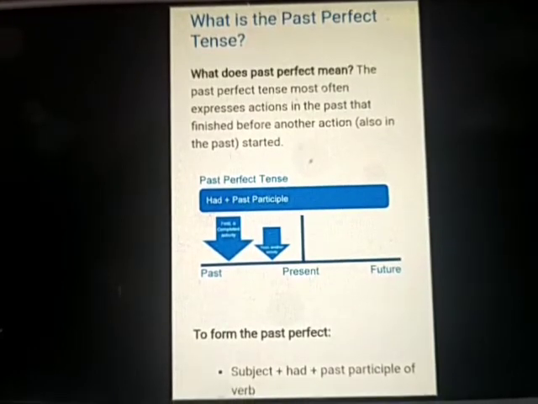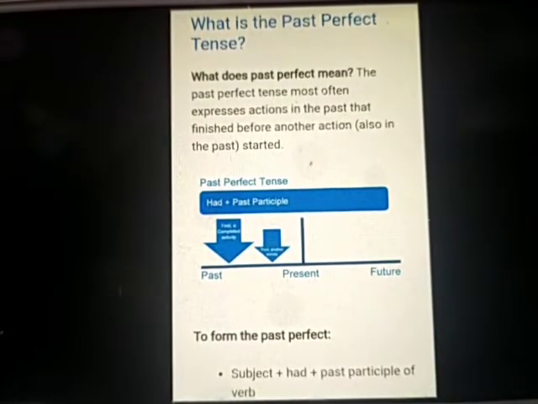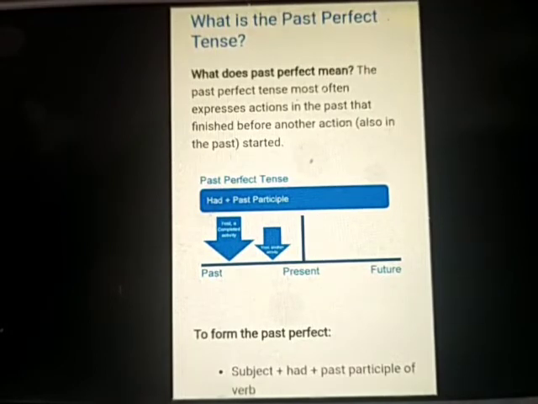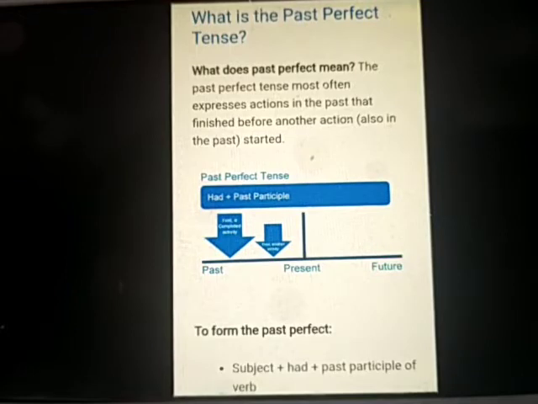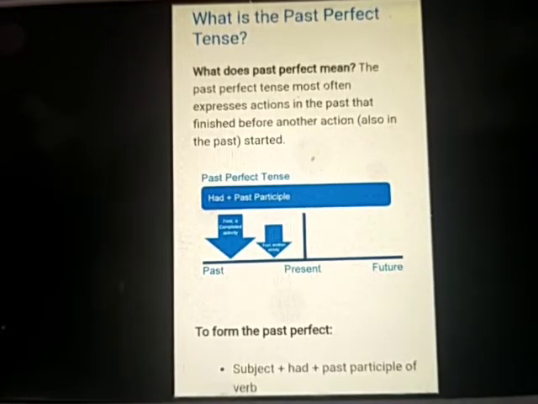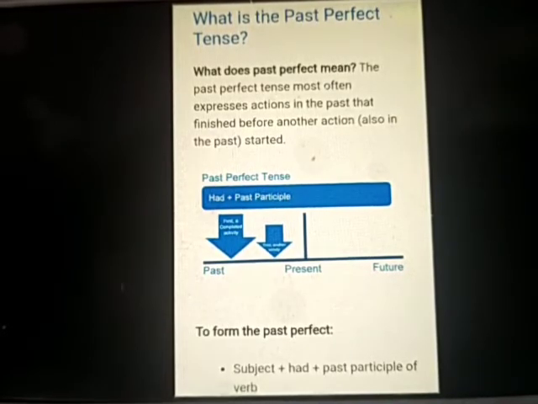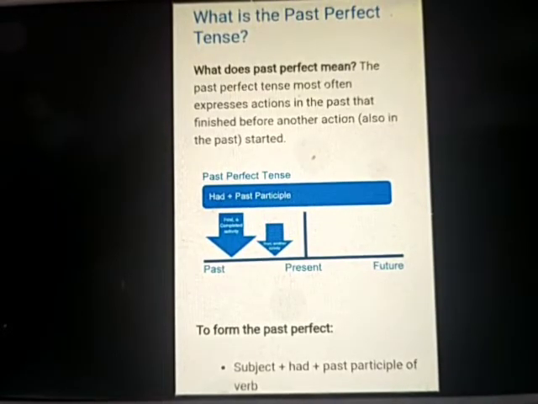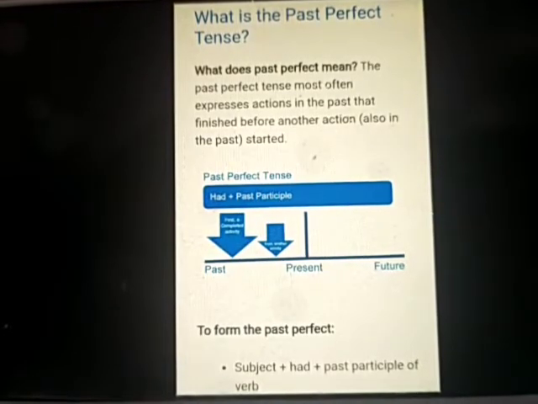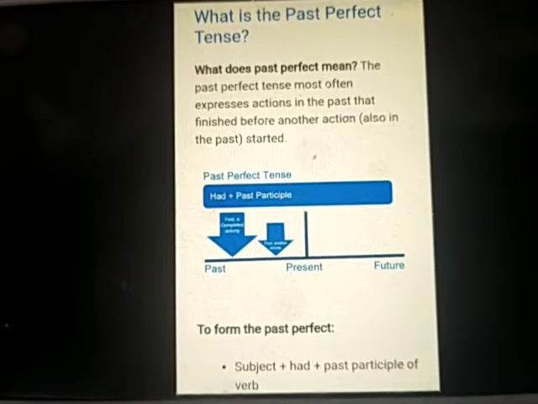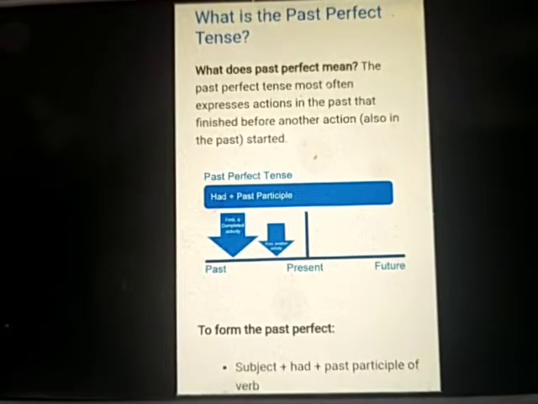The next is, what is the past perfect tense? What does past perfect mean? The past perfect tense most often expresses actions in the past that finished before another action, also in the past, that was started. To form the past perfect, we have to use the subject and had as a helping verb of past perfect, and past participle of verb, means the third form of the verb.